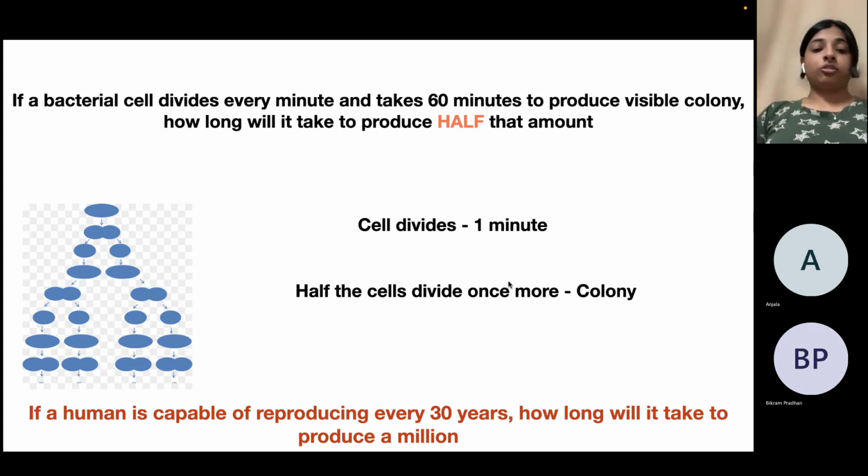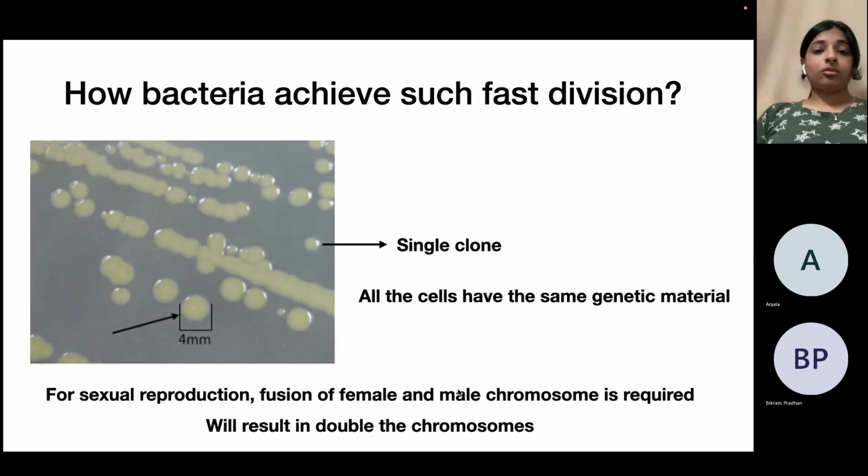Now, imagine there is a larger organism, such as a human, which will be capable of reproducing only every 30 years or so. It will take a long time to produce a million cells. The reason bacteria are able to achieve such fast division is because every colony that we see over here is a single clone, which means that all of these cells have the same genetic material. So all the cell needs to do is to replicate its DNA and divide. There is no genetic diversity that is generated, no fusion of different gametes that is required. And that is why it is able to achieve such fast division over such a short amount of time.